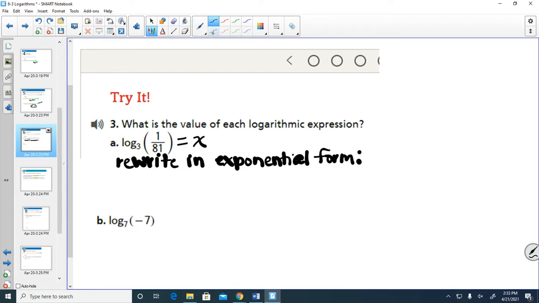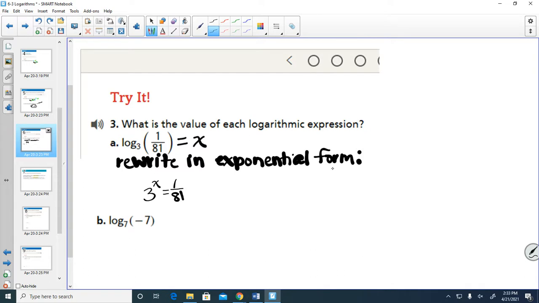Rewrite that in exponential form. In exponential form, the base is 3, x would be the exponent, equal to 1 over 81. Then I'm going to have to solve.